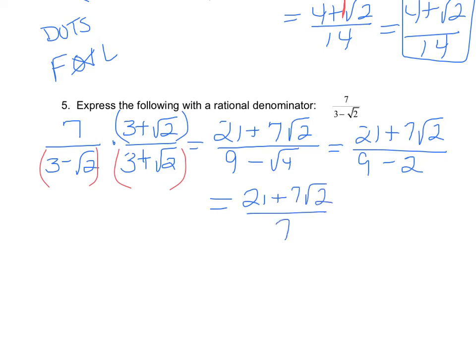Now take a look at all the leading coefficients, which is 21, 7, and 7. Is there a number that can go into 21, 7, and 7 that I can reduce it? You're right. It's 7. 7 goes into 7 once, into 7 once, into 21 3 times. So my final answer is going to be 3 plus radical 2 over 1, or just plain old 3 plus radical 2.